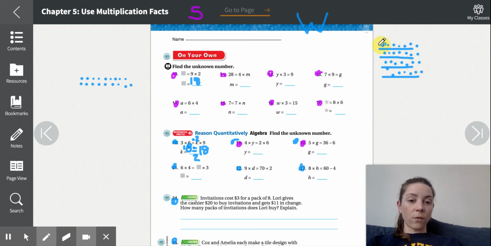Now I have to realize I already counted the rows going down. 1, 2, 3, 4. So now I need to count how many are in each row. 1, 2, 3, 4, 5, 6, 7. So m is really the number 7. 4 times 7 equals 28.